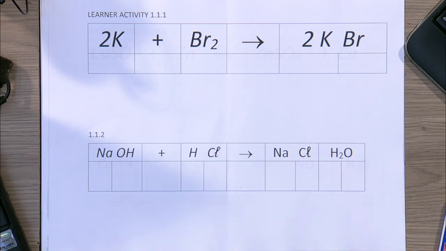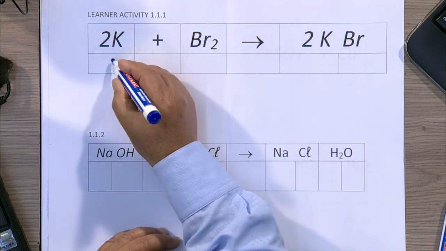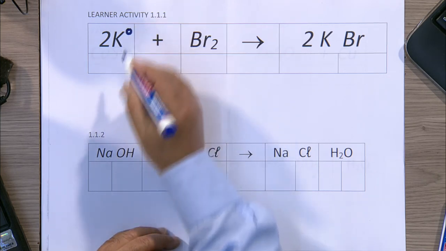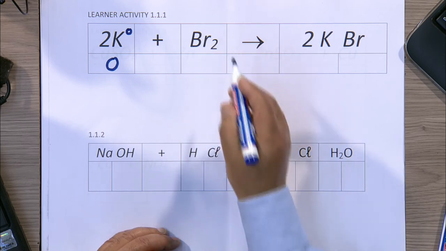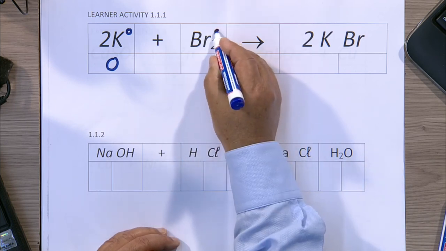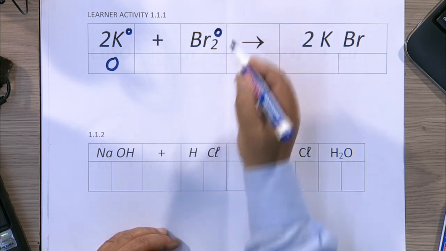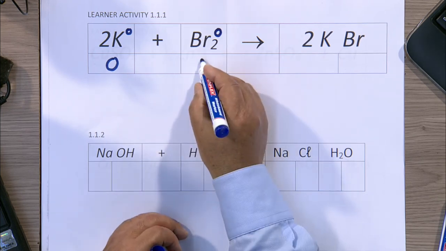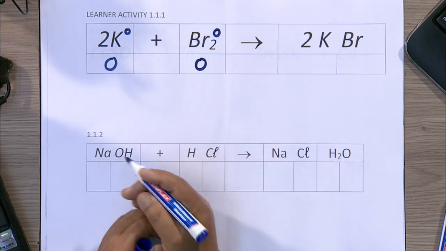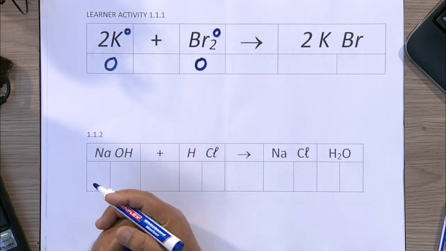So there's potassium. It is standing there all by itself like a normal atom, and its charge is zero. So I'll write the zero here below. I add that to a bromine molecule. I see no charge, so bromine is a freestanding molecule, so the charge is zero. Oh, how very nice, everything works out right.